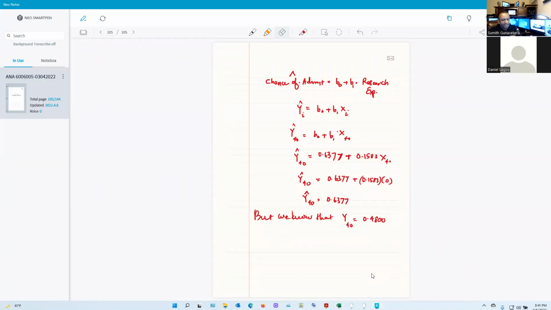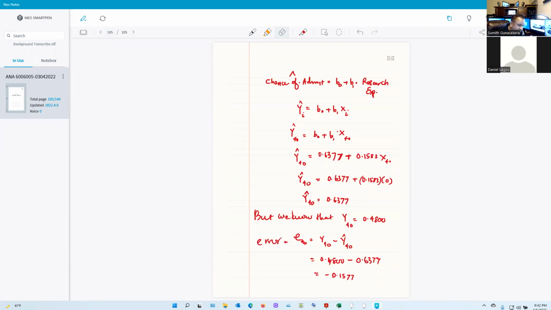Then the gap is called the error. The error of the 40th person would be y40 minus y hat 40, which is 0.48 minus 0.6377. So 0.48 minus 0.6377 is negative 0.1577. That's the error.